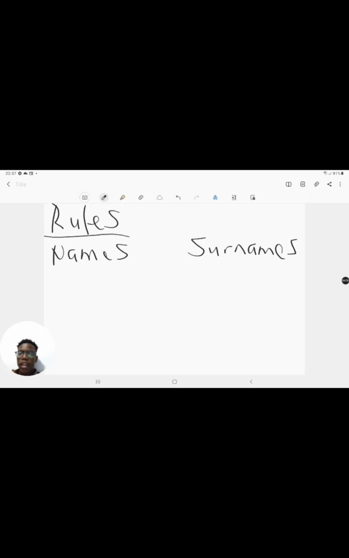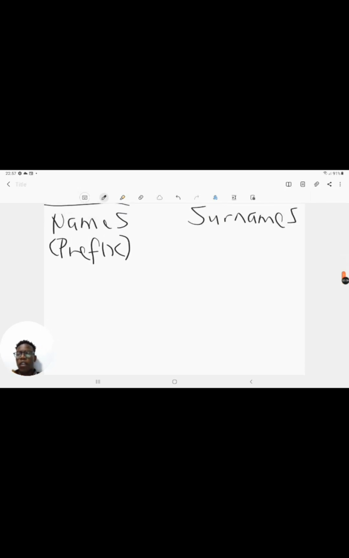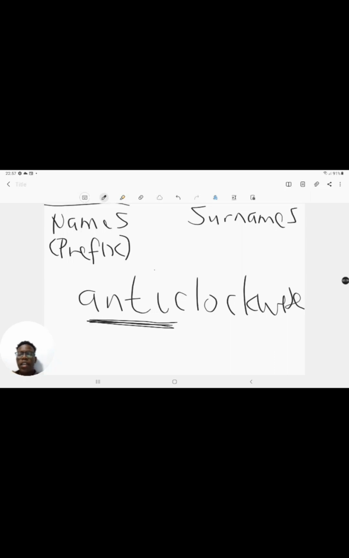Now, by names, I mean what in English we call prefixes. So the names are what we refer to in language as prefixes. It's basically the first part of a word that we can use with a bunch of different other words. Something like anti-clockwise, right? If I say anti-clockwise, the prefix is the anti, because you can use the word anti.